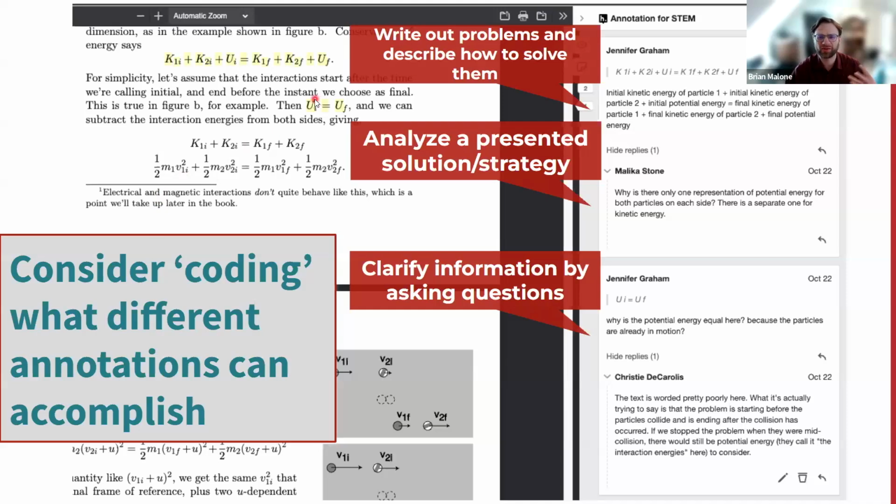To help us figure out what is going to be a meaningful contribution, here we have some examples where one student took an equation and wrote it out in prose. So this idea that we can write out problems and describe how to solve them. We could analyze presented solutions or strategies.